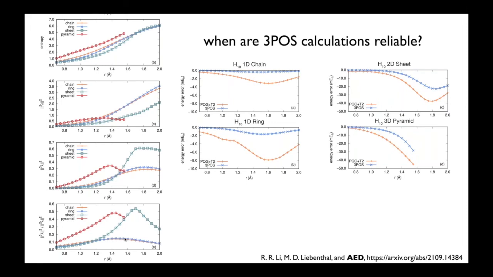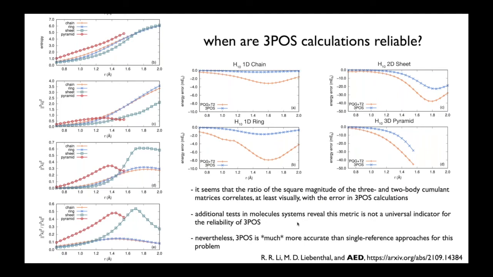around the same spot. So basically, visually analyzing this, we figured this was a reasonable indicator for the reliability of 3-positivity calculations, at least in these systems. When 3-body correlations become very important relative to 2-body correlations, 3-particle constraints may not be enough to describe the electronic structure accurately. However, we did some additional tests on molecular systems, and this really isn't a universal metric for the indicator for 3-pos.